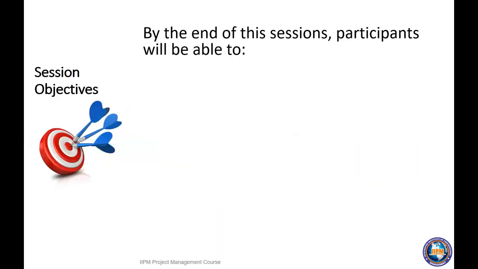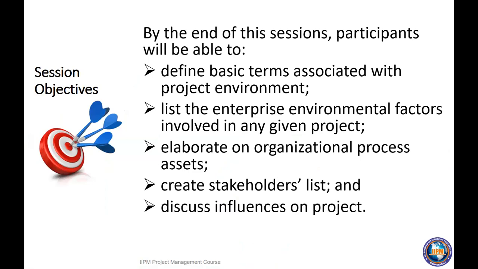Now quickly, let's look at the session objectives. We have very simple objectives, but it may take us time to conclude them. By the end of this section, a participant will be able to define basic terms associated with project environment, list the enterprise environmental factors involved in any given project, then elaborate on organizational process assets, then create a stakeholders list, and then discuss influences on project. So these are the things we'll be looking at.